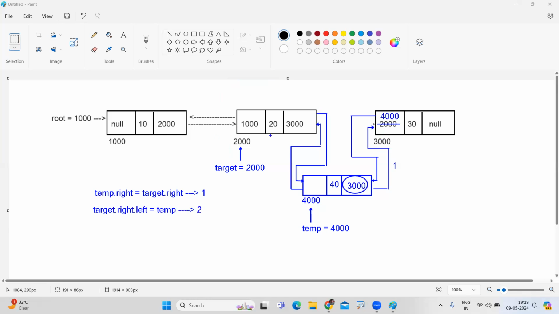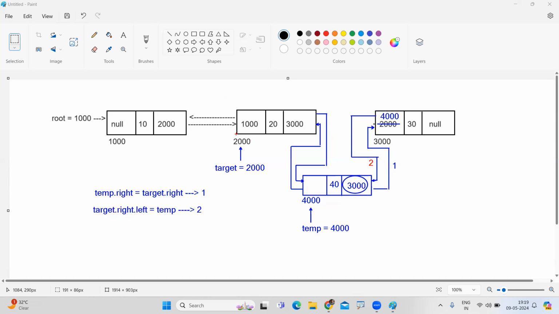Again, I'm explaining. Target is 2000. 2000 to right is 3000. 3000 to left is the location. Into that location, 4000 you have to place. 4000 means what? Temp. This one you need to do. That is the second one. Then right side connections completed.